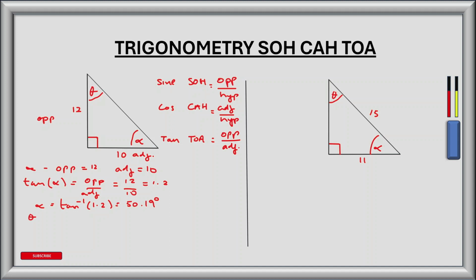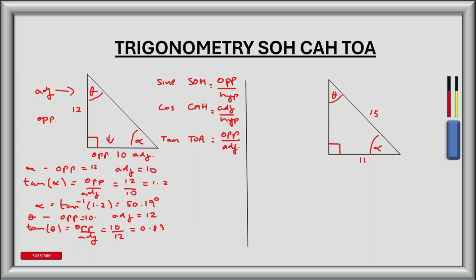So what do we know about theta? The opposite side of theta, so that's this side, is equal to 10. And the adjacent side, that's this side here, is equal to 12. So looking at our memory aid, we have an opposite and adjacent. Opposite and adjacent relates to the tangent of the angle. So the tan of theta is equal to opposite divided by adjacent, which is equal to 10 divided by 12, which is equal to 0.83.